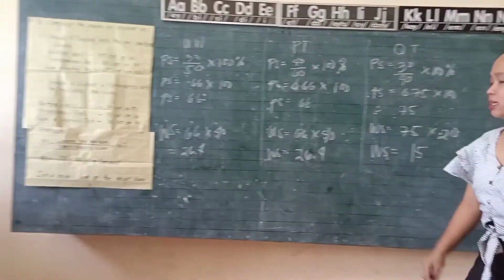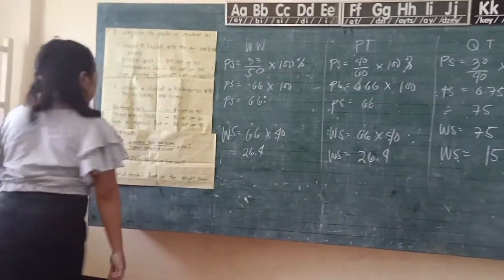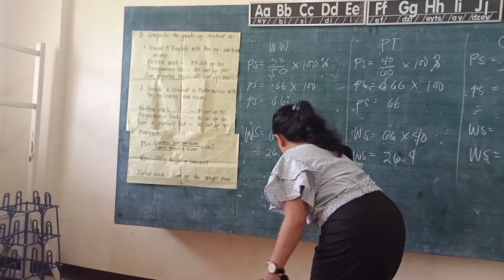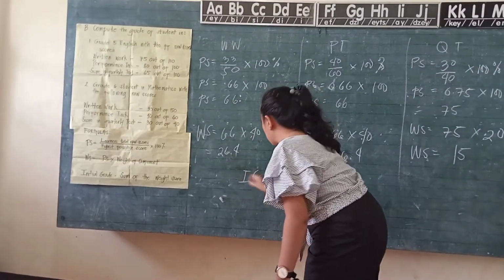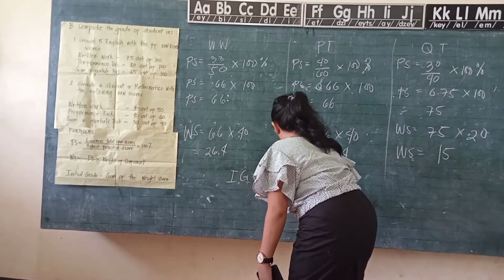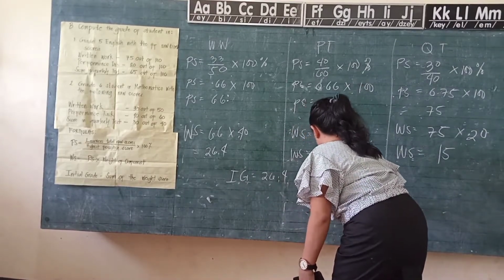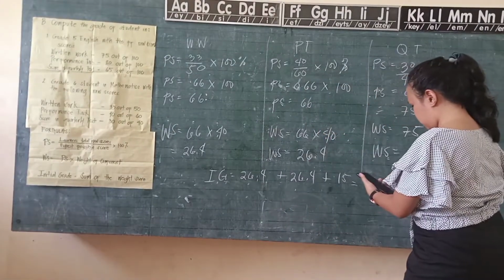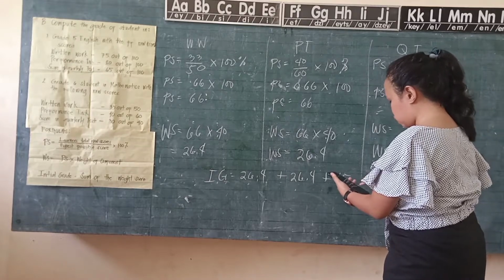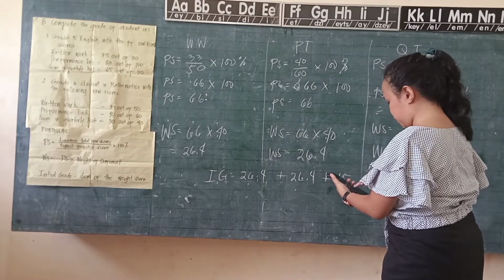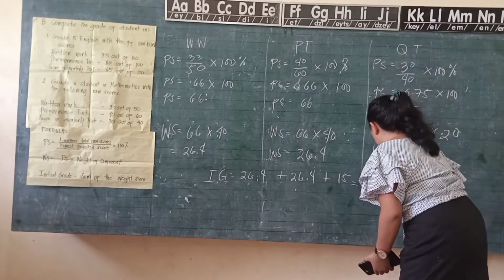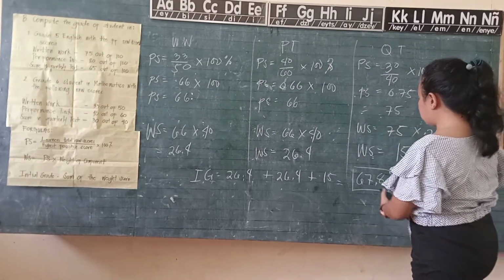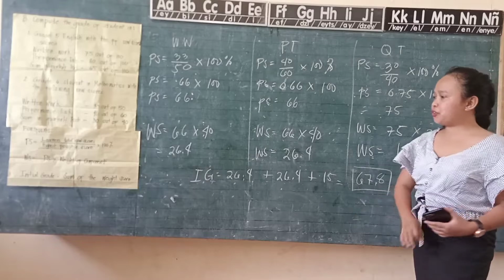So let's proceed in getting the initial grade of the student. The initial grade is the sum of the weighted scores. So the initial grade is equal to 26.4 plus 26.4 plus 15, which is equal to 67.8. So 67.8 is the initial grade of the student.